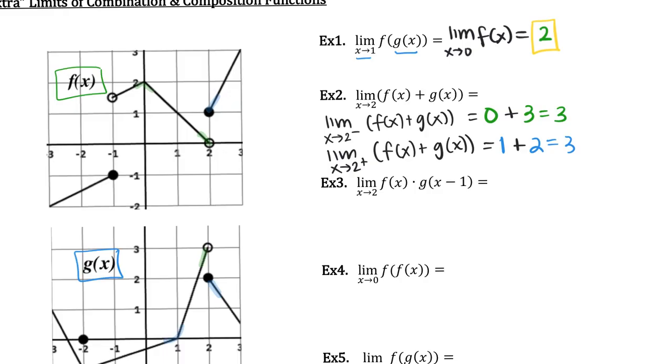So it turns out the limit as x approaches 2 of f of x plus g of x is 3. Okay, so even though the individual pieces did not exist, it's possible that when you add the functions, it will end up working again.